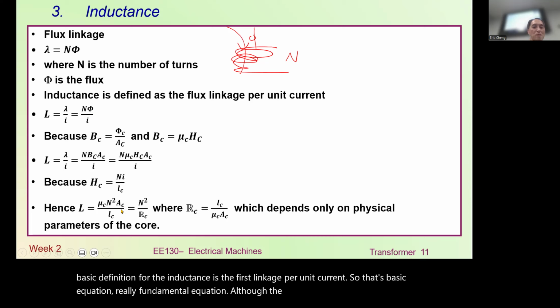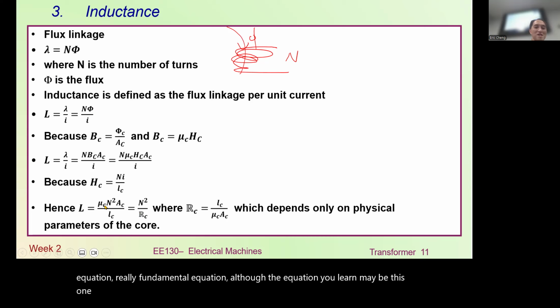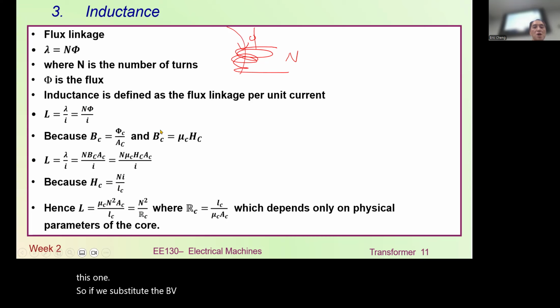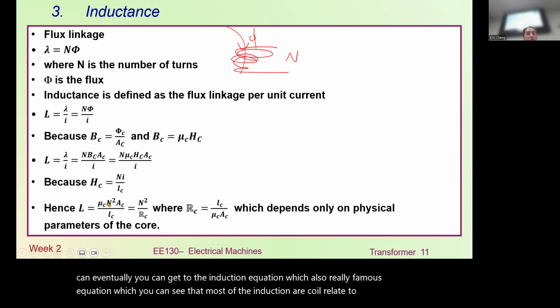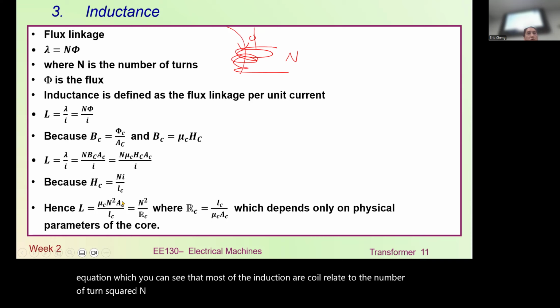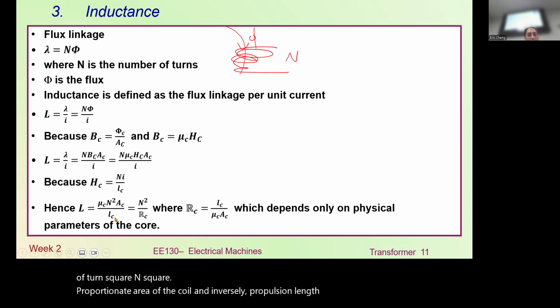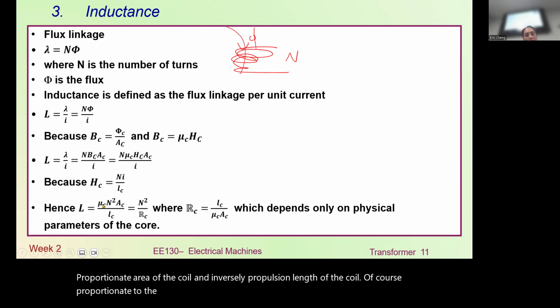That's the basic, really fundamental equation. Although the equation you learned may be the one relating geometrical shape parameters, the basic equation is this one. If we substitute the BV equation or the BH relationship into this equation, we can eventually get to the inductance equation, which is also really famous. You can see that the inductance of a coil relates to the number of turns squared, N squared, proportional to the area of the coil and inversely proportional to the length of the coil. Of course, it is proportional to the permeability, mu.